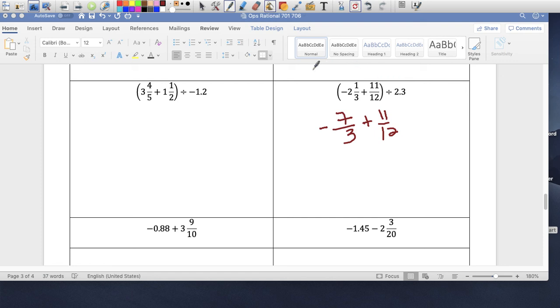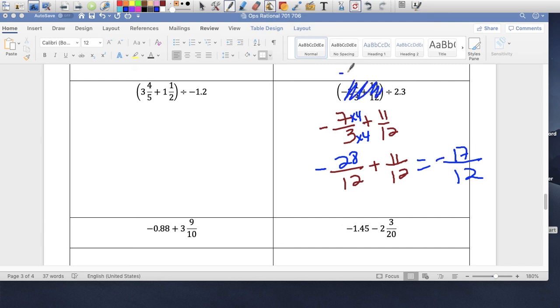So let's take care of that and forget about the rest. LCM is 12. How did the 3 become a 12? It was times 4. So therefore times 4 over here. And 7 times 4 is 28, but negative. Now, we're adding, right? So the denominator is going to be 12. And now ask yourself, negative 28 plus 11. Who wins? The negatives, right? How many more do they have? 17 more, but negative. So this whole thing here becomes negative 17 over 12.